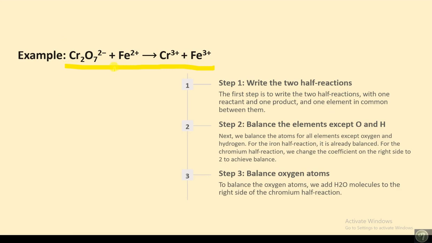Chromate is reacted with iron 2+ to give chromium 3+ and iron 3+. So we are asked to find the balanced form of this chemical equation. This chromate reacts with this and this. Upon balancing, it's not only the number of atoms that must be balanced, but also the charge. The charge must be balanced at the end, not only the atoms.